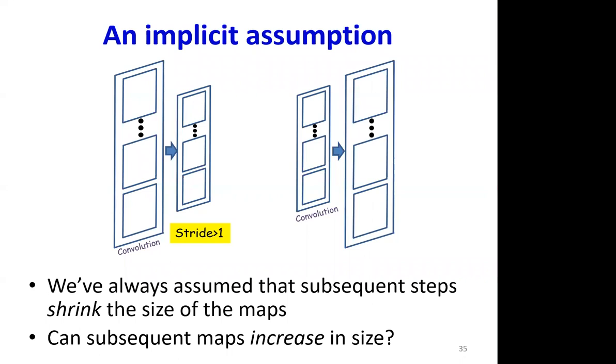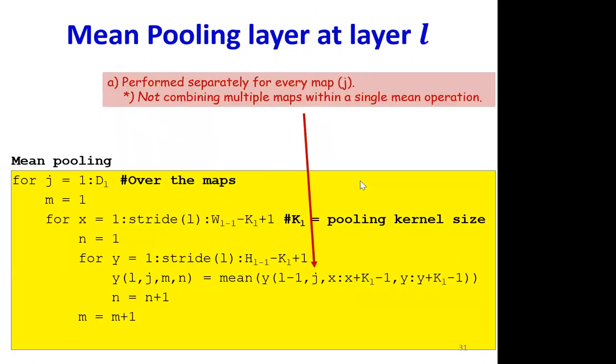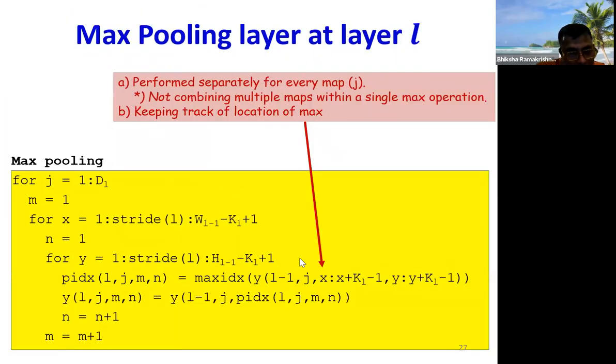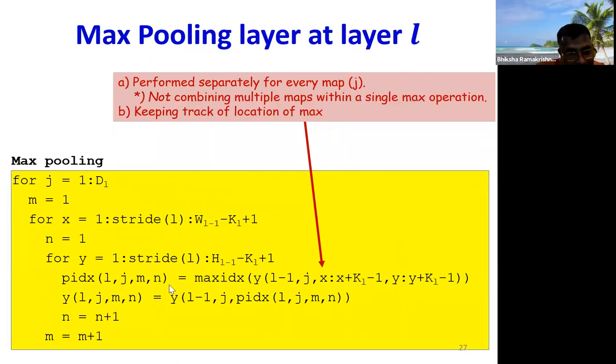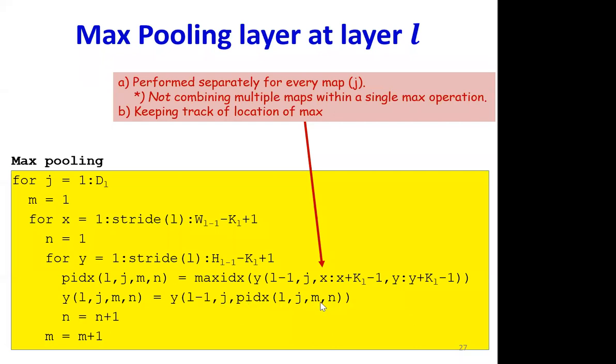Professor? Yeah. Could you please explain again where exactly we're keeping track of the indices of the max element in max pooling? So this is part of the forward code. Look here. I have PIDX finding the index of the maximum element, and then Y at m, n is simply reading the value of the L-1 layer map at PIDX. Do you see that here? Yeah, I see. Thank you.